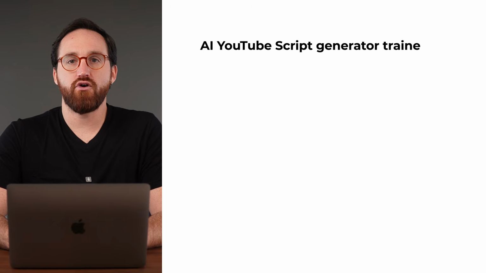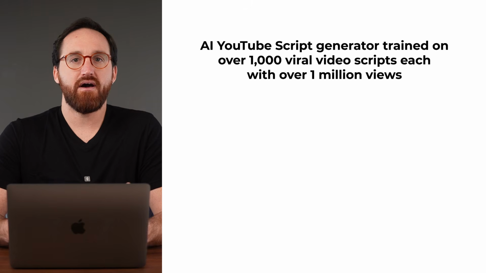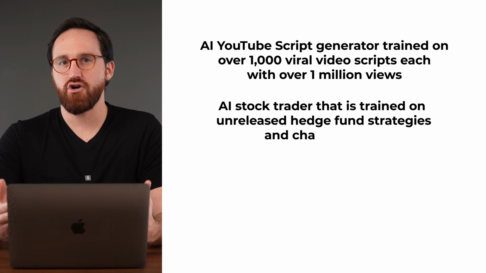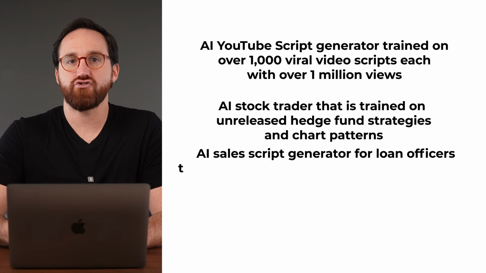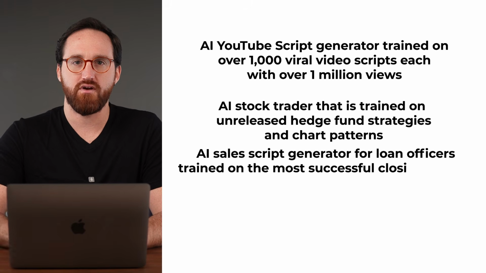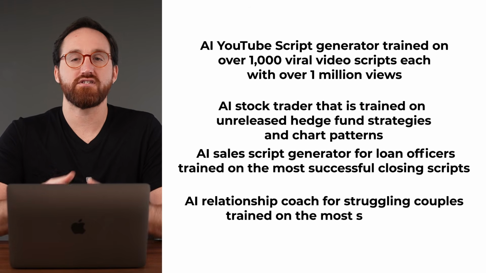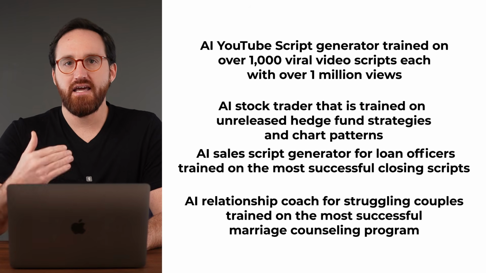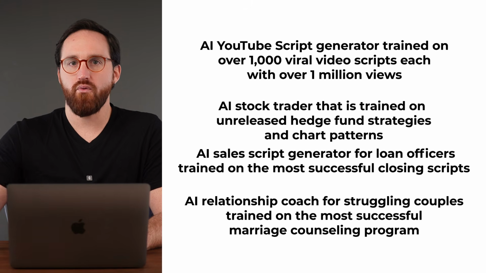For example, an AI YouTube script generator trained on over 1,000 viral video scripts, each with over 1 million views. How about an AI stock trader that is trained on unreleased hedge fund strategies and chart patterns? How about an AI sales script generator for loan officers trained on the most successful closing scripts? Or how about an AI relationship coach for struggling couples trained on the most successful marriage counseling programs? Positioning this way immediately answers the question, why would I use this over any other AI or prompt?